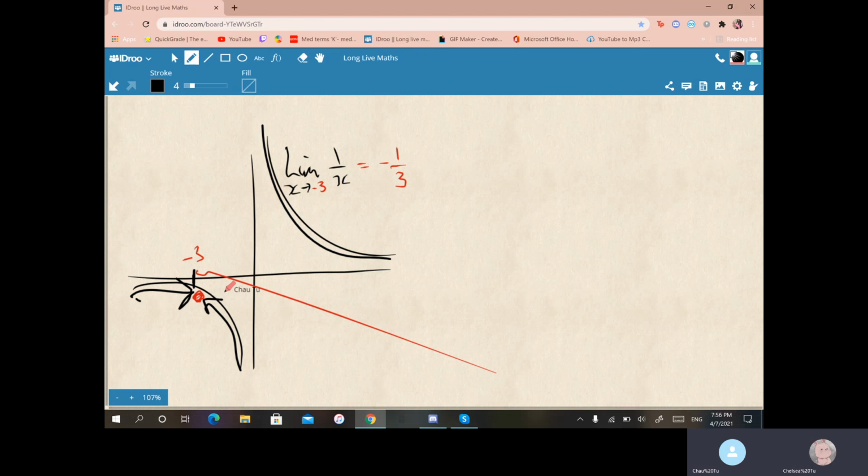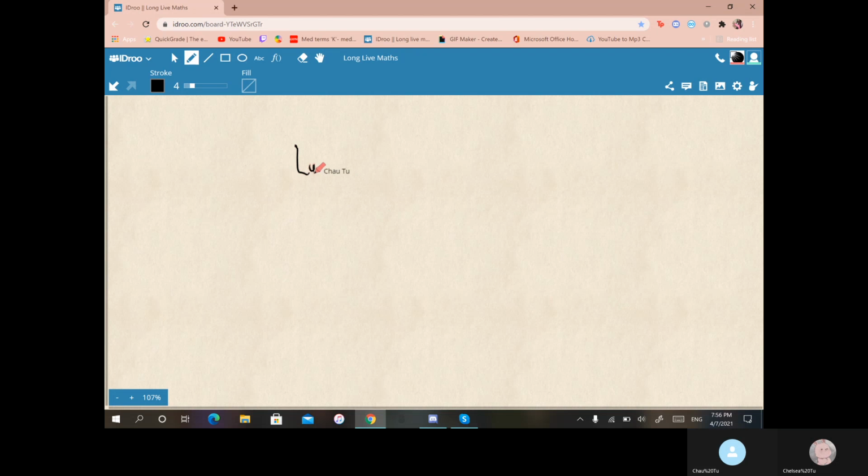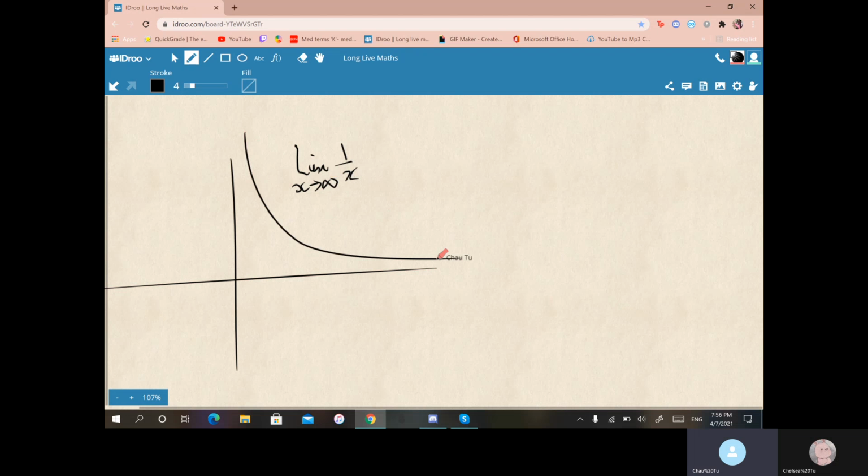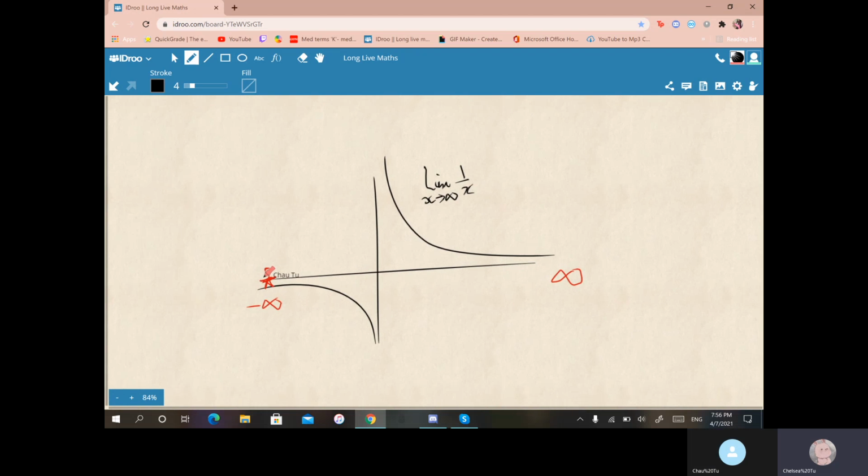So 1 over x as x heads towards infinity. What does that look like? 1 over x looks like this. If you're heading towards infinity, you can only approach it in one direction. This is positive infinity, this is negative infinity. So you've got to approach it all the way to the right. Imagine you're there. You're walking along here, all of a sudden you jump up here, and then you keep going on your journey.